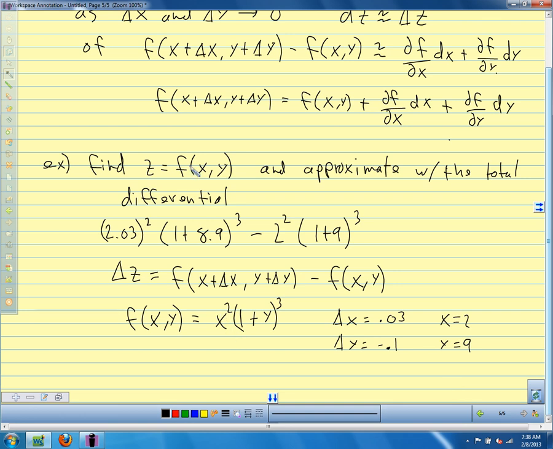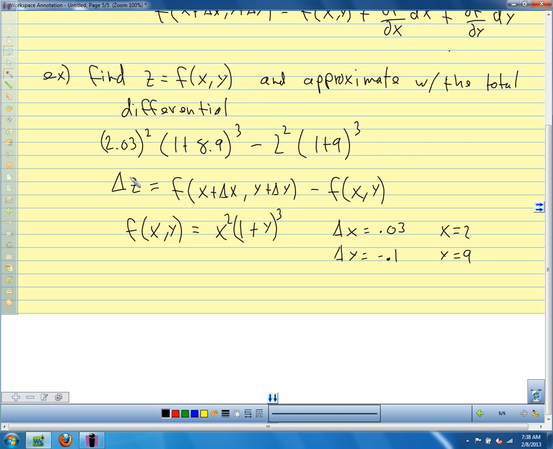So now we've come up with our expression for our function, and we're going to use a differential to approximate this rather than calculating it this way. We could calculate it this way, not a difficult calculation, but we just want to use a total differential to approximate. So we need our partial with respect to x. df dx of our function is going to be what? 2x times 1 plus y cubed. df dy, our partial. Is the cubed inside or outside? Oh, sorry, thank you. df dy is going to be 3x squared times 1 plus y to the second. Get my exponent in the right place this time.